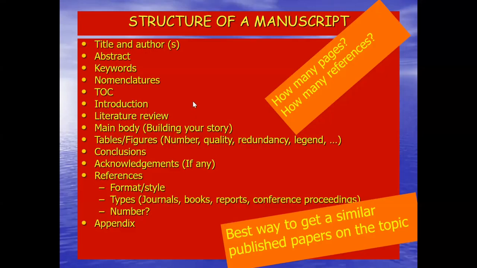There should be an introduction part in a review paper as well. The literature review part can be there, or it can be embedded in other sections or with the introduction. In the main body, there can be a methodology part also. As I mentioned, there is no specific structure, so we can put the methodology part as well. The main body should be there. This is the most important part. There should be some tables and figures, with attention to number, quality, and redundancy. These are the things that should be here.